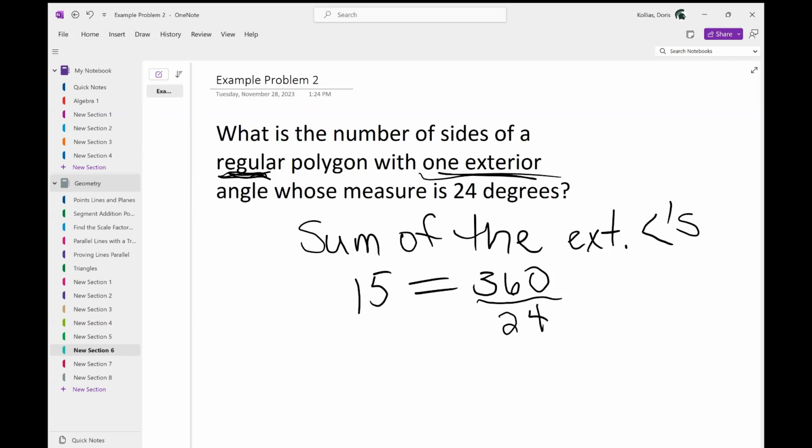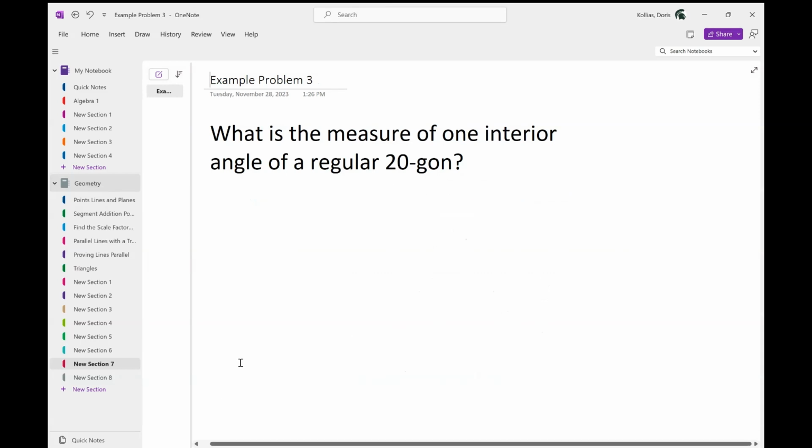And so this is a 15-sided figure. So we're using the information we know, that the sum is always 360 for the exterior angles, divided by the equal measure of 24 that's been distributed to each of those exterior angles. So let's take a look at example problem 3.